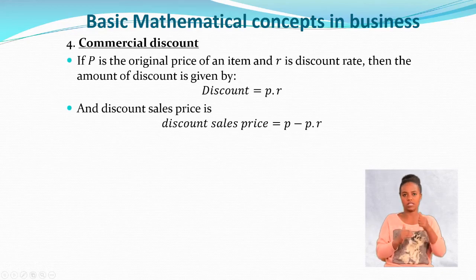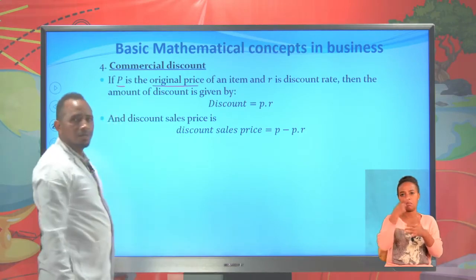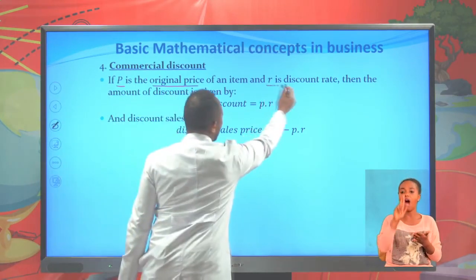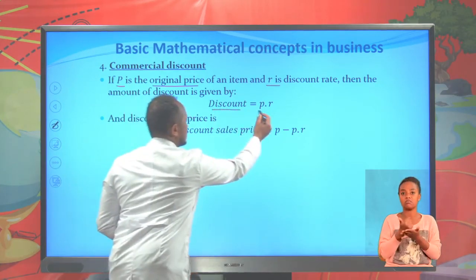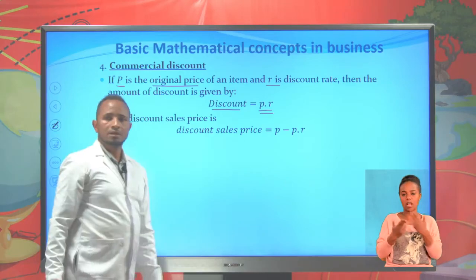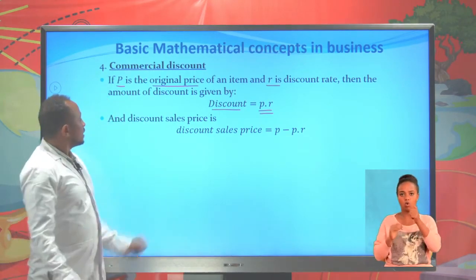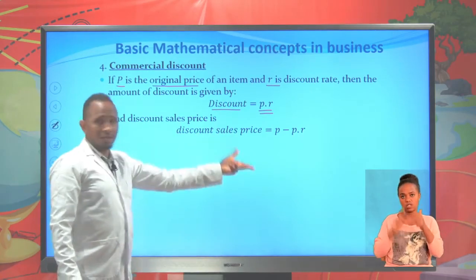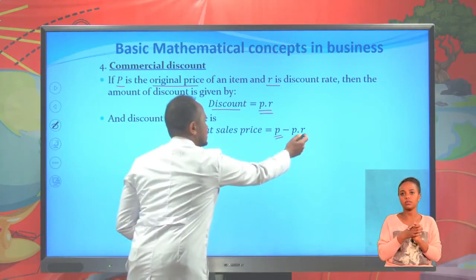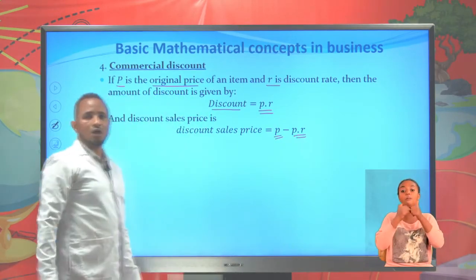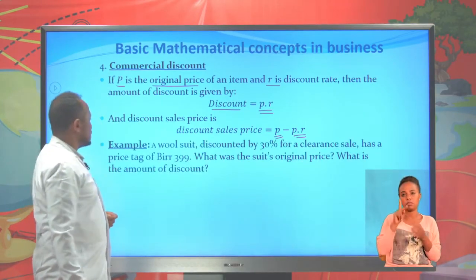If P is the original price of an item and R is a discount rate, then the amount of discount is given by simply multiplying the original price with the discount rate. The discount sale price will be the original price minus the amount of discount, which is P times R. So let's see an example for this.